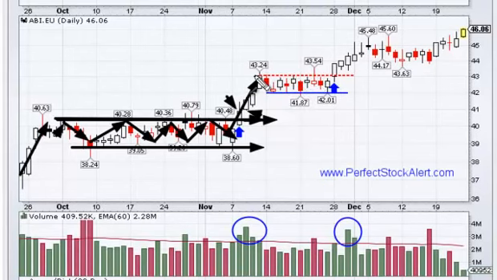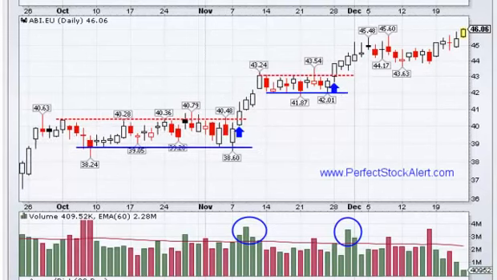You draw your resistance line off of the highs of the candlesticks or the highs of the wicks off the tops. I prefer the candlesticks themselves. And then you look for the breakout where price actually closes above that. When you get that signal, that's your buy signal. You want to be a buyer the very next day at the open.